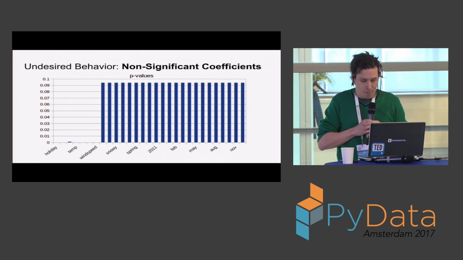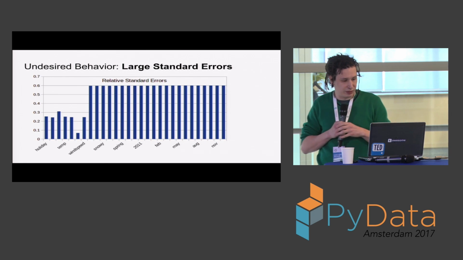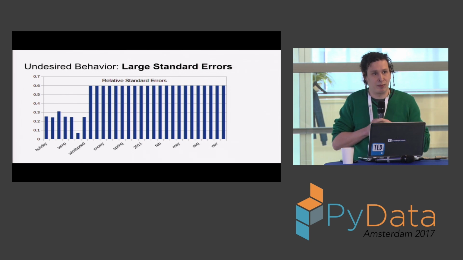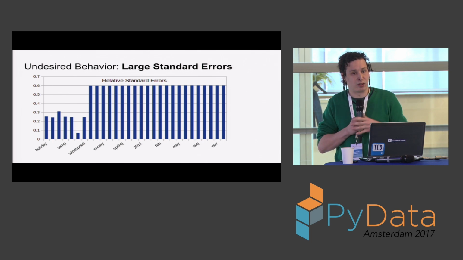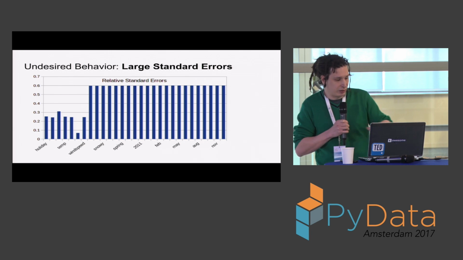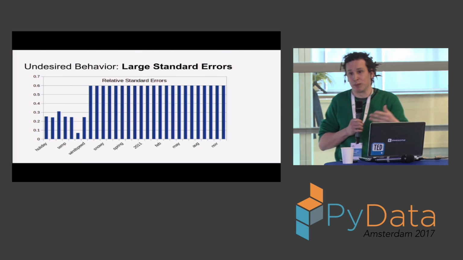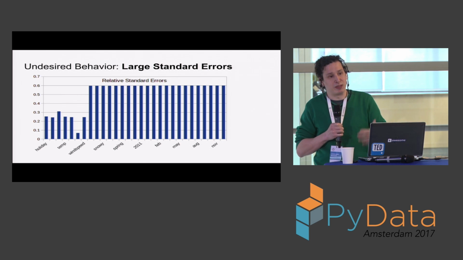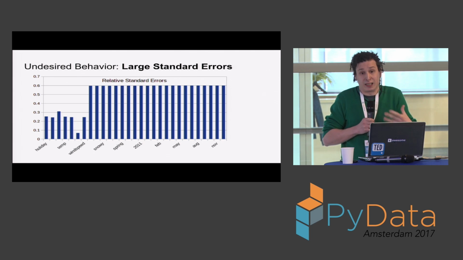bicycles rented per hour. Related to these large p-values, of course, we see very large standard errors. So here in the x-axis you can see again the feature names, and on the y-axis you can see the relative standard error. That is the standard error divided by the actual estimated coefficient. And you can see it goes all the way from a little bit less than 10% to 60%. That is, the level of uncertainty we have about the coefficients of these variables is really high. And this is very bad because then it means we cannot really establish relationship between these variables. And that's exactly the purpose of our model.